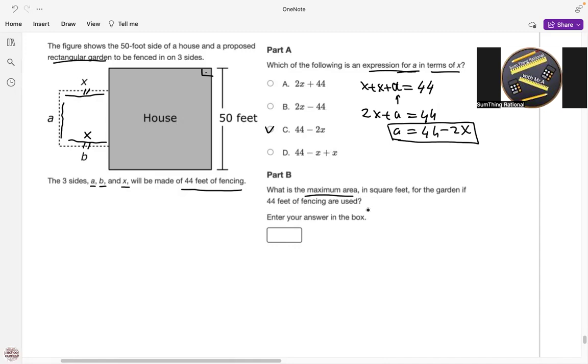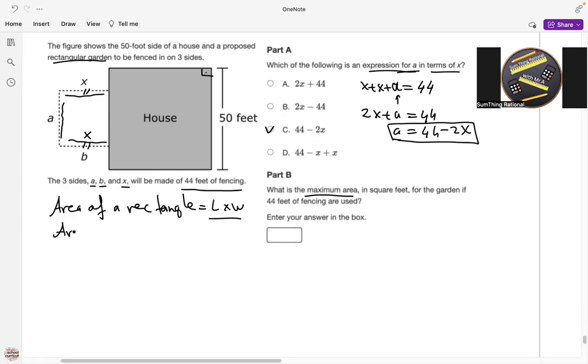So in part B, what is the maximum area? It asks for the maximum area. We don't know the measurements of the sides, otherwise we could find the area directly. But think about the area of a rectangle. To find the area of a rectangle, we need the length and the width of the rectangle.